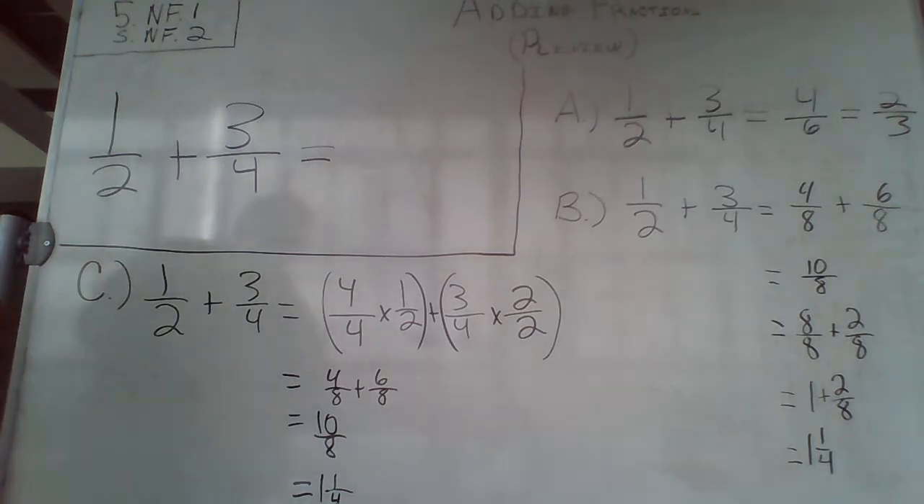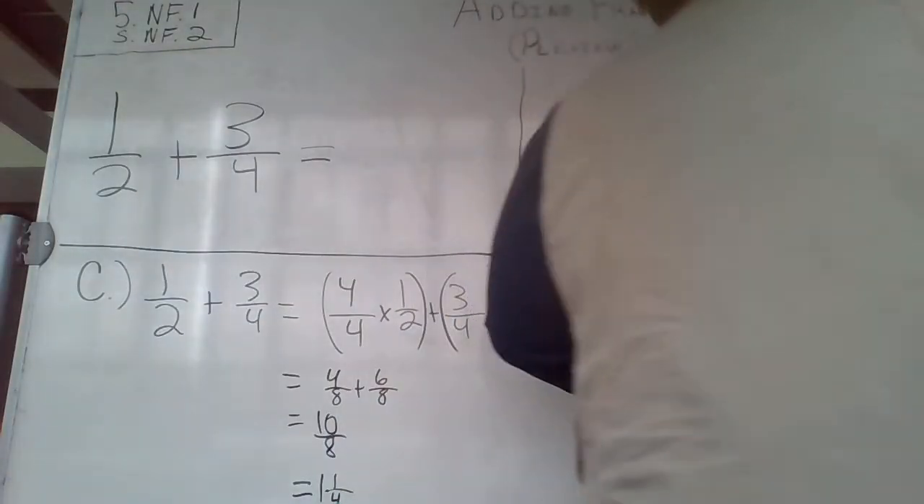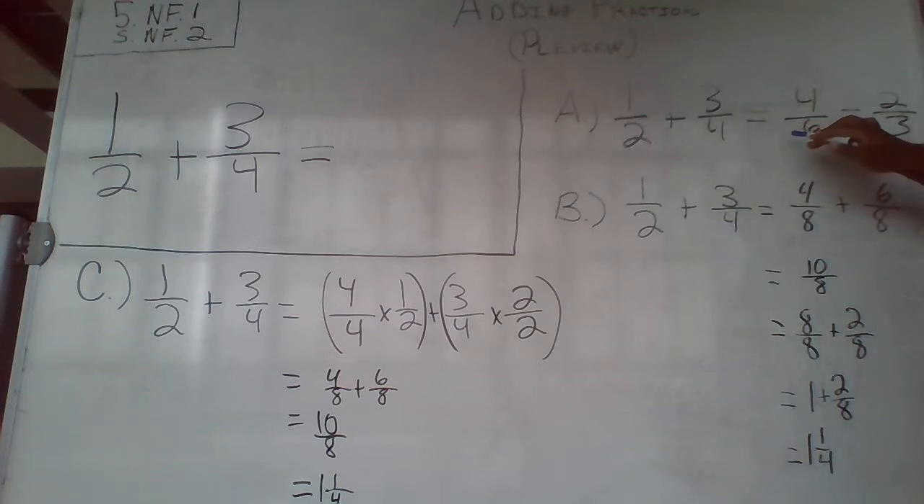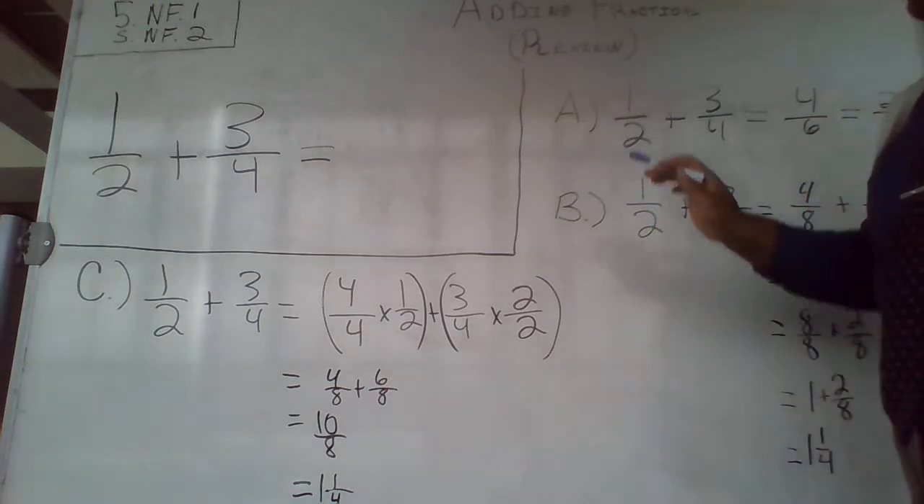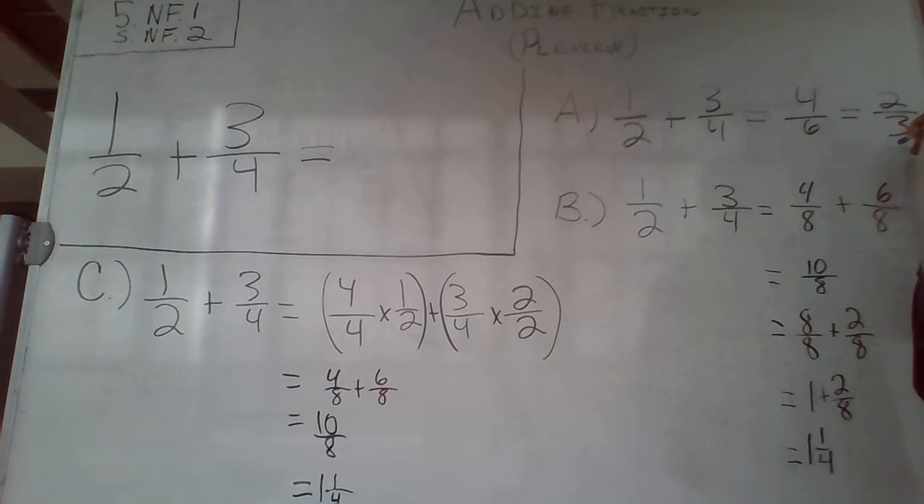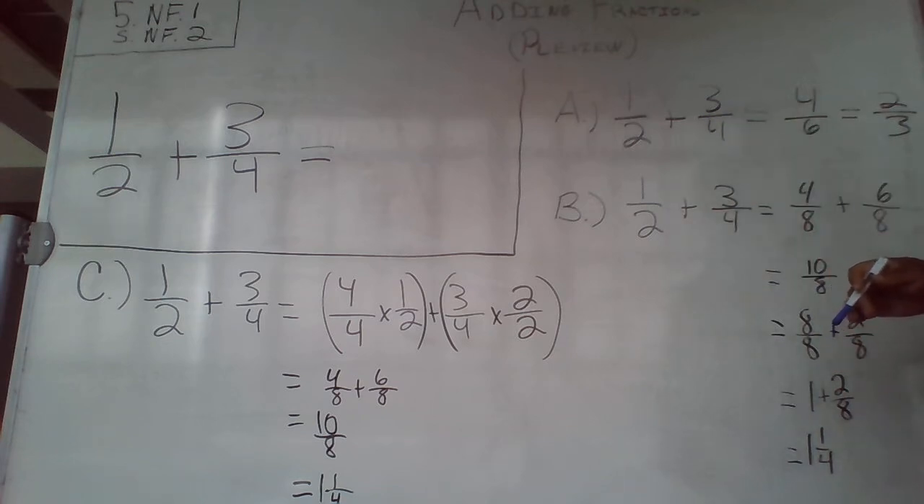All right. So if you chose A, let's see what we have here. This is 1/2 plus 3/4 equals 4/6 equals 2/3. So what it looks like here is what we did was we went ahead and we added straight across. Okay? So is that how you would have solved it? Did you choose A? Okay. We're going to move on to B.